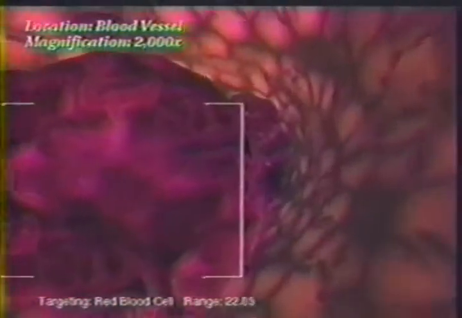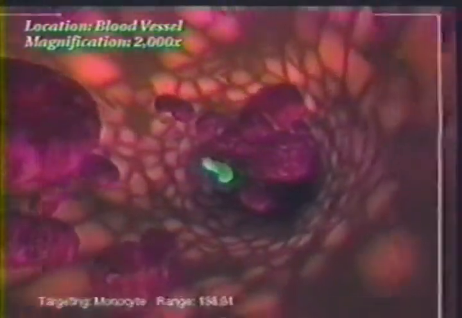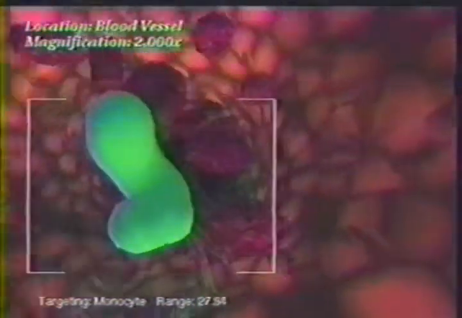the most prominent of which are red blood cells, as pictured here. Coming into view now, we see a monocyte. Monocytes are phagocytic cells which eventually become macrophages. Macrophages play an important role in tissue-mediated immune responses.